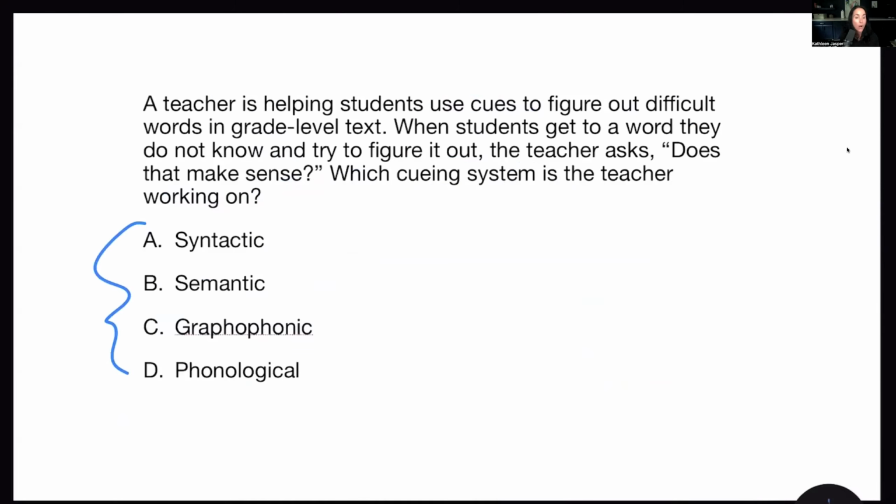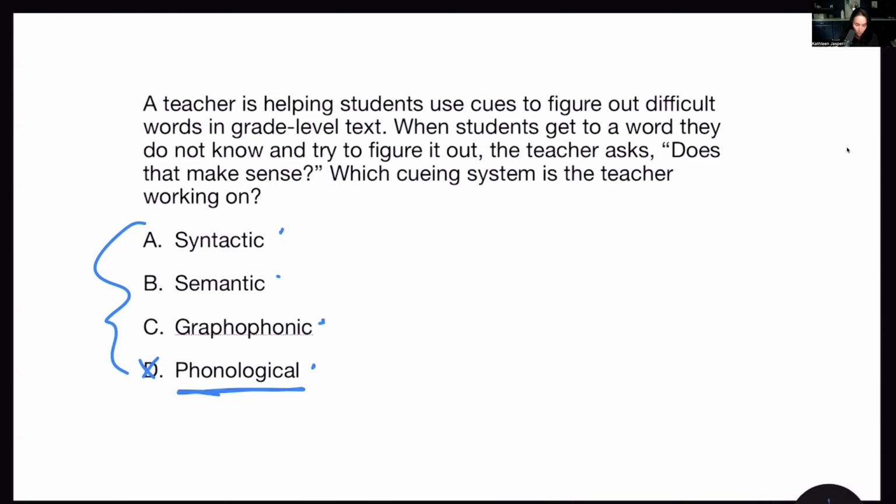Let's go to another one here. So I want to always look at the answer choices first. I have syntactic, semantic, graphophonic, and phonological. Phonological is sticking out a little bit as a bad answer choice here. It may not be, depending on the question, but these are all cueing systems: syntactic, semantic, and graphophonic. I know that from my studies. And phonological should be phonological awareness. It doesn't look like it fits here. I'm just going to put a little X on it.